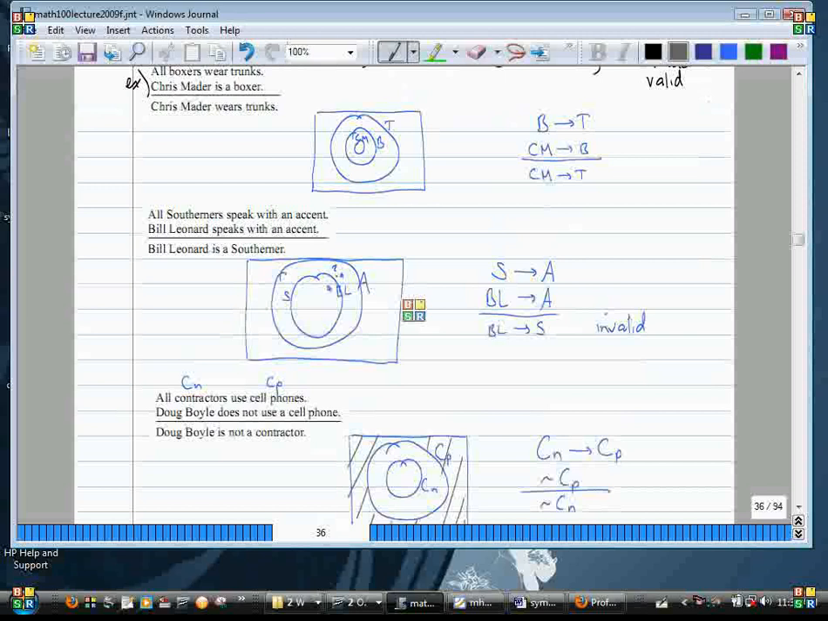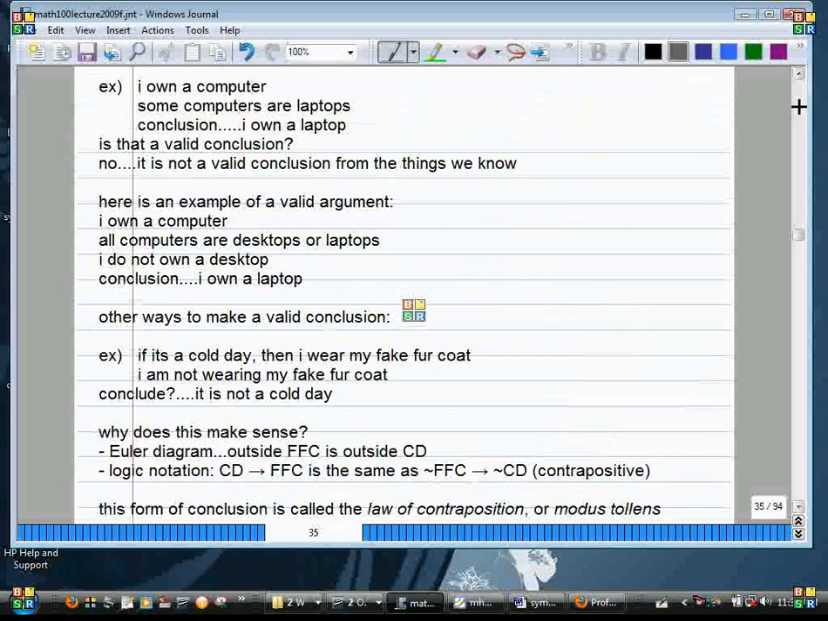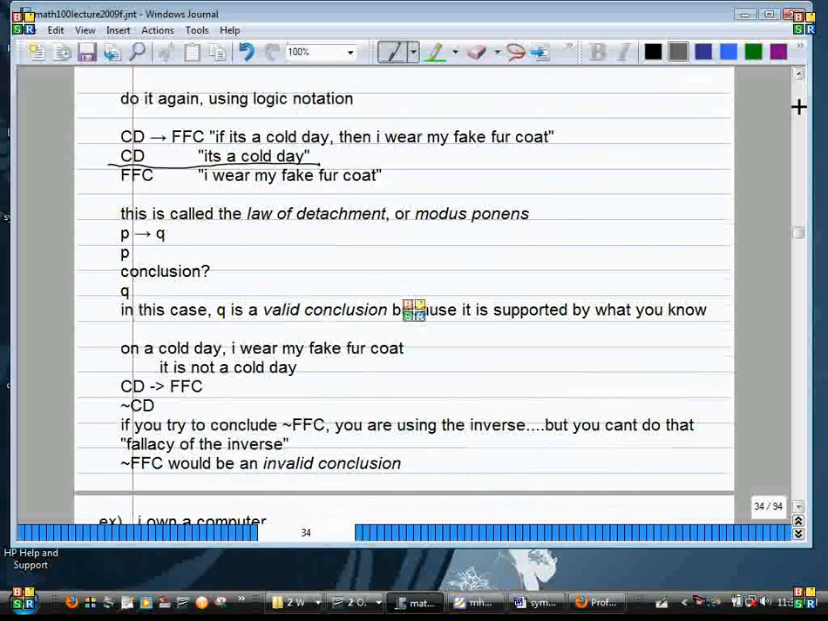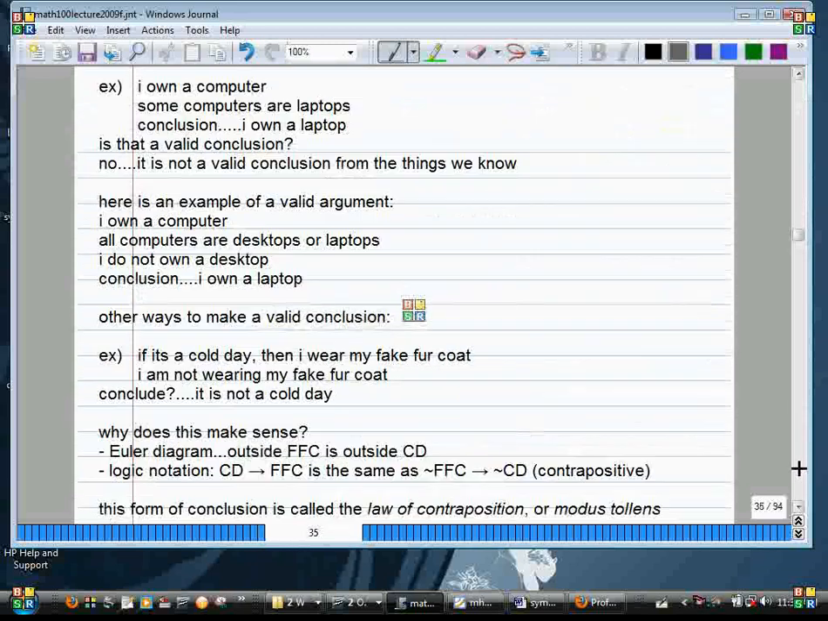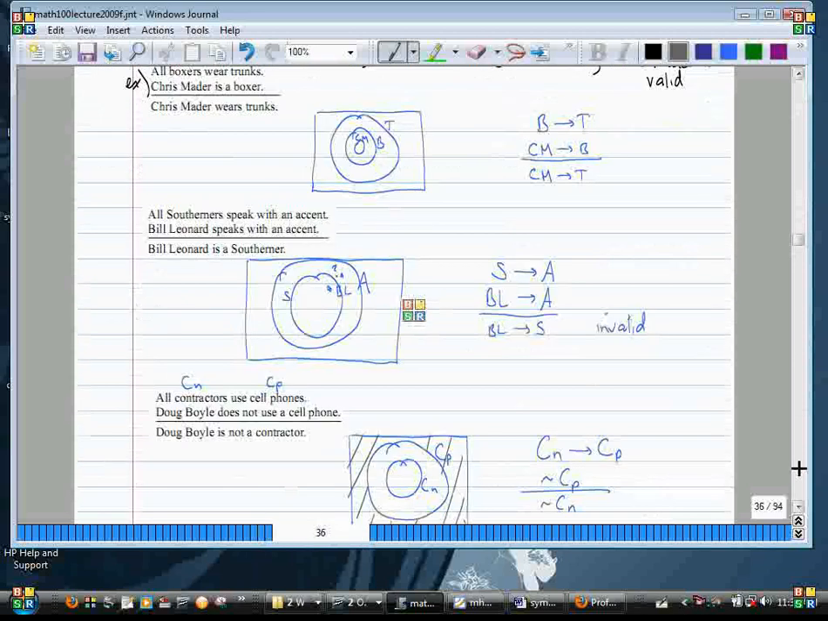Yes, exactly. So we've used, you could say, the law of contraposition. Or another way to say it is that we've used the contrapositive and then the law of detachment. But that's what the law of contraposition is. If P then Q, and we have not Q, therefore not P.